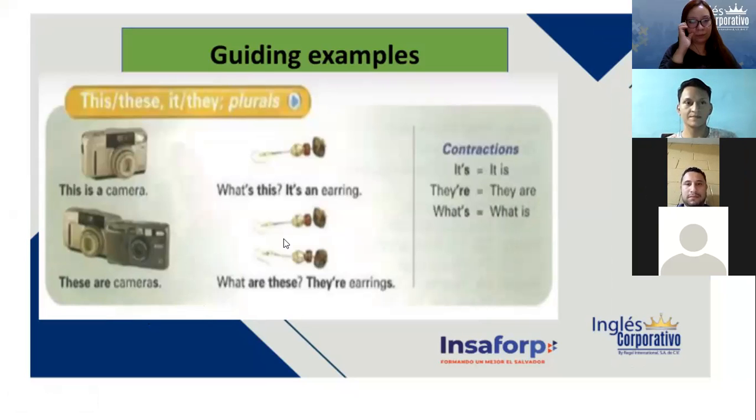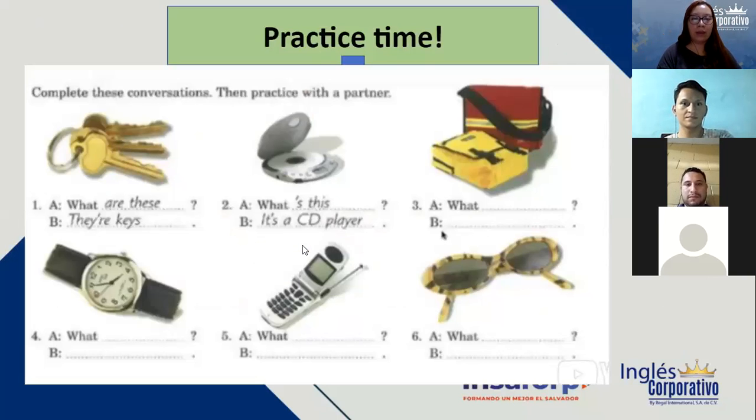What are these? They are earrings. What are these? They are earrings. Correct. Si estuvieran lejos, usted diría what are those? Que son esos, en vez de estos. These, right? Those. Sería esos. Okay. And we have some examples.